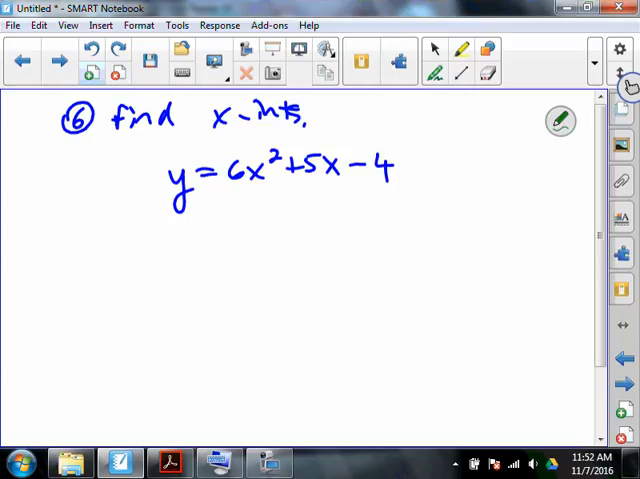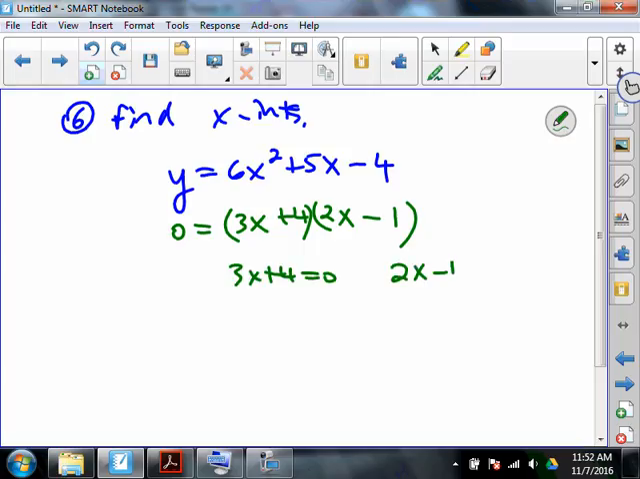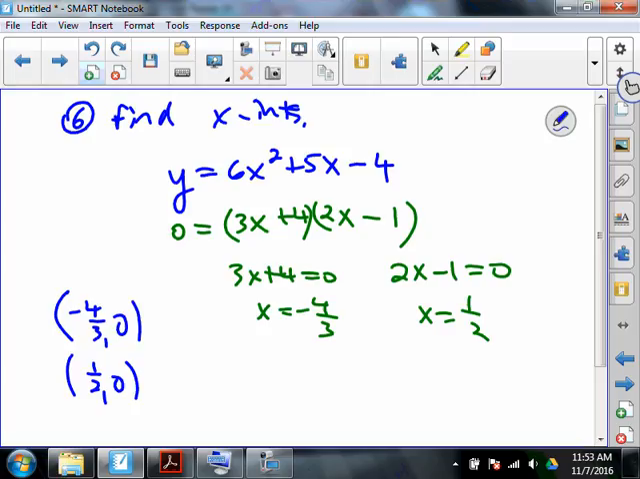So you'll just set 0 equal to that quantity and try to factor. You get a 3x and a 2x and a 1 and a 4, plus there, minus there. So 3x plus 4 would equal 0. 2x minus 1 would equal 0, so you'd get a half and negative 4/3. So in coordinate notation, it'd be negative 4/3, 0, and 1/2, 0. All right.